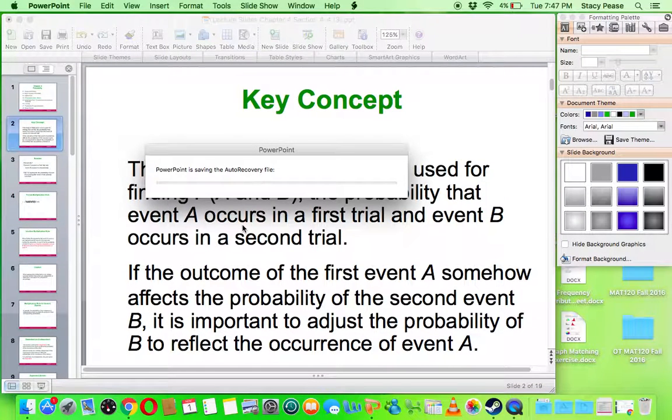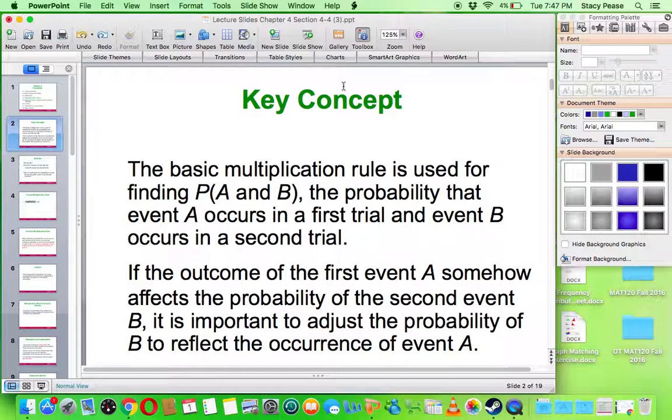So that ends section 4.4 on the multiplication rule, which also ends our coverage of chapter 4. Coming up next, chapter 5.